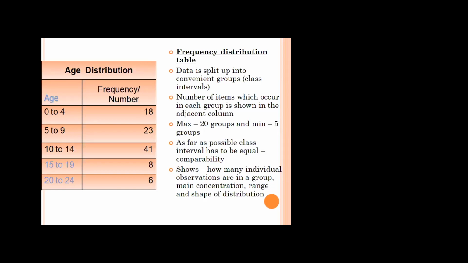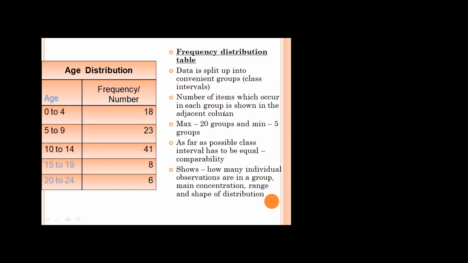So this is the frequency distribution table, as everybody would have seen during basic mathematics classes in the 5th and 6th standard. The data is split into convenient groups. What are those convenient groups? Age is classified into class intervals: 0 to 4, 5 to 9, 10 to 14, and so on. Okay, right? This is called a class interval.